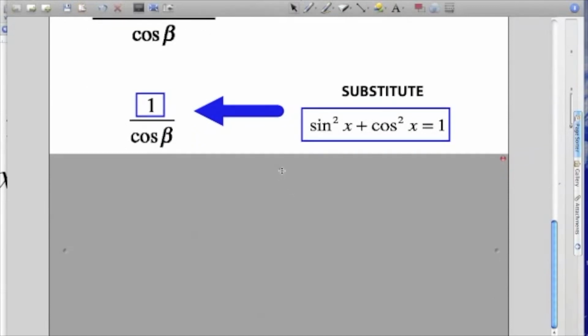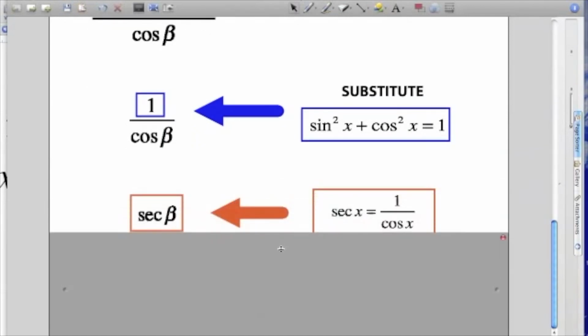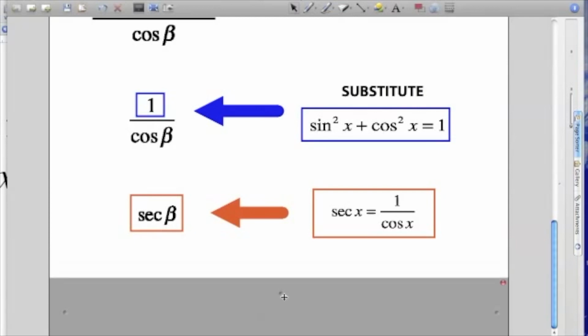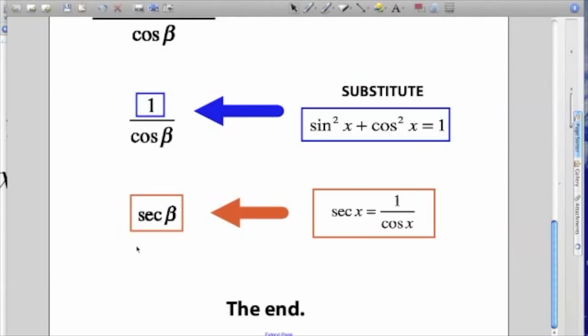And to finish off the problem, we know that 1 over cosine is exactly secant of x. So we took this whole fraction and replaced the whole thing with secant of beta. Okay? And that is my goal. That was what we were trying to do with simplifying a trigonometric expression.